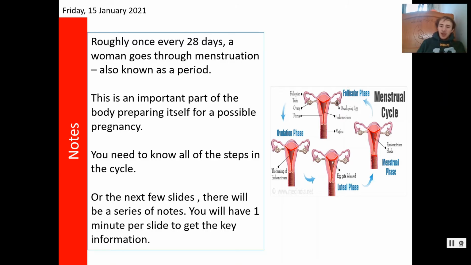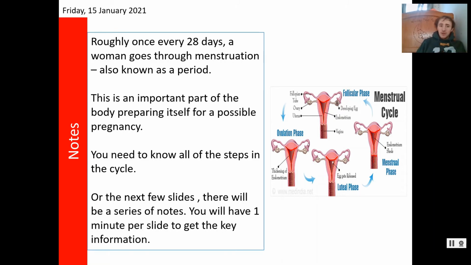And as part of that, you have the period, or what we call menstruation, where the dead tissue from inside the uterus, and the egg, small amounts of blood, are released from the vagina. This is all the menstrual cycle. Now we're going to go through the stages in order, and you need to get them down as we're going along. I will pause very briefly at the end of each one, just so you can pause me in case you haven't got the notes down as I've been talking.